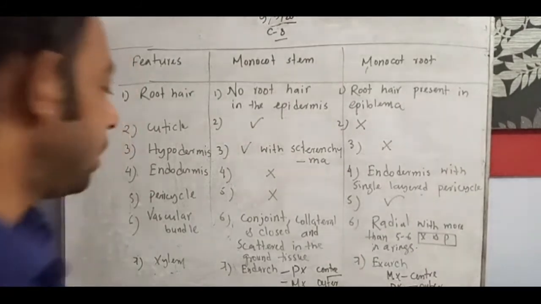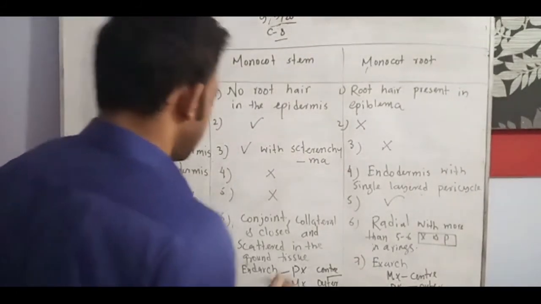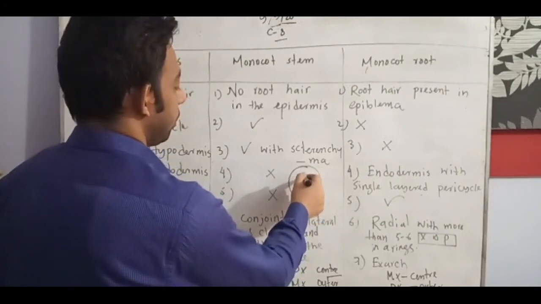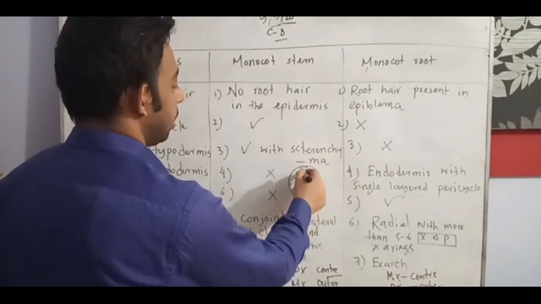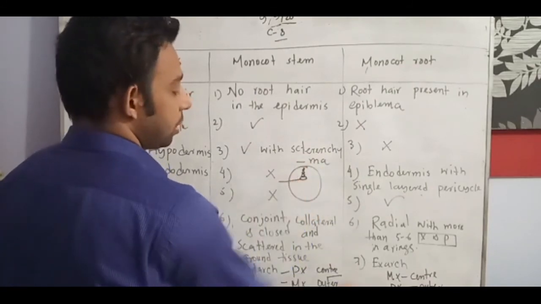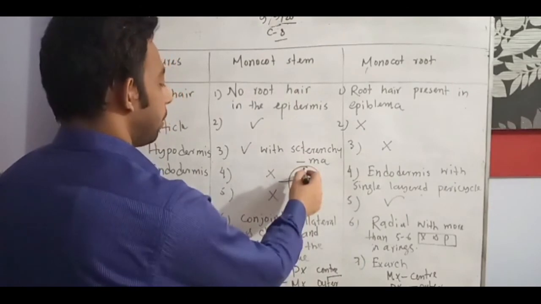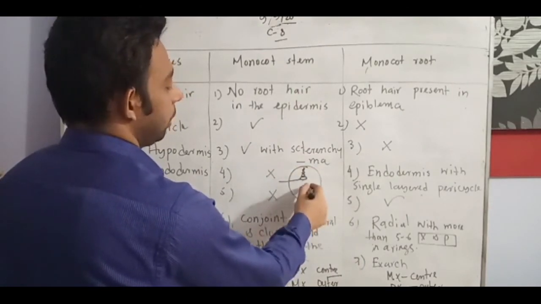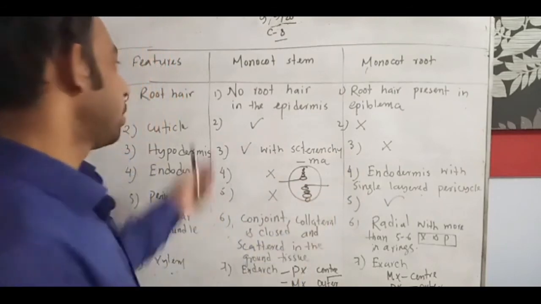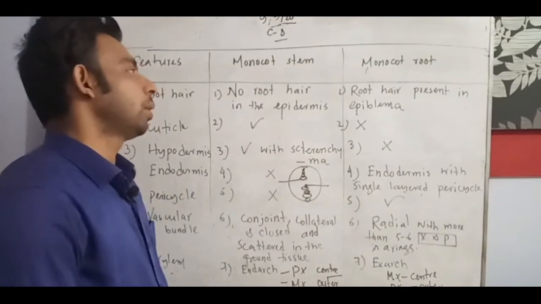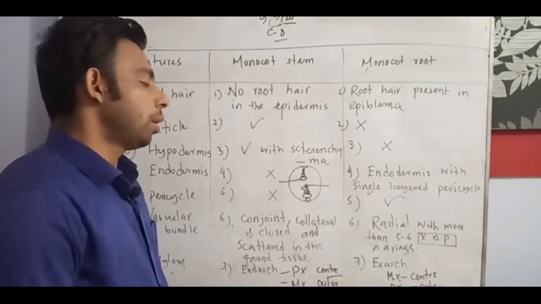Protoxylem is the thin part and metaxylem is the thick part. So if the metaxylem is at the center, it is called exarch, but when the protoxylem is at the center, it is called endarch. So in the case of the monocot stem, we have seen endarch, and in the case of the monocot root, we see exarch.